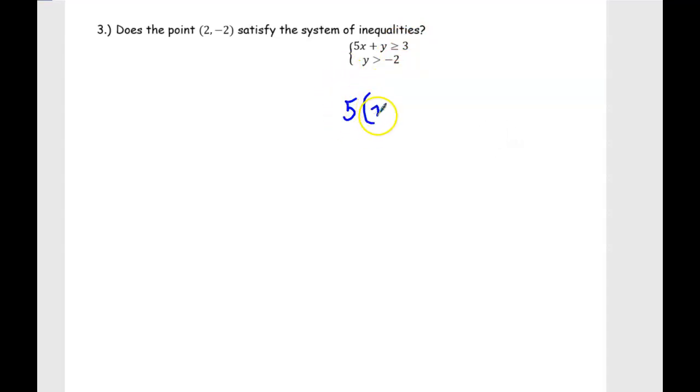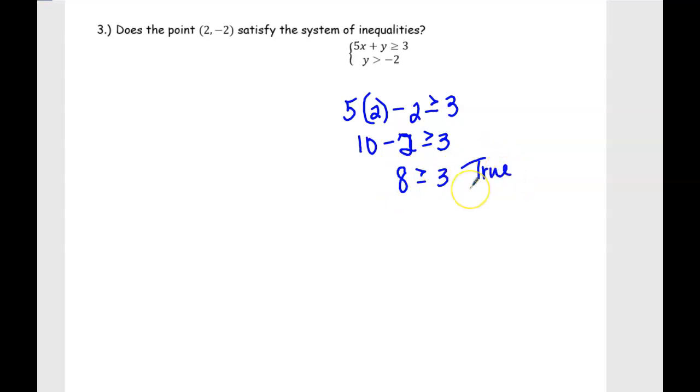5 times our x is 2, plus a -y or minus 2, is that greater than or equal to 3? So 10 minus 2, and 10 minus 2 is 8. 8 is greater than or equal to 3. So that's true. So we're going to go ahead and do the second one.